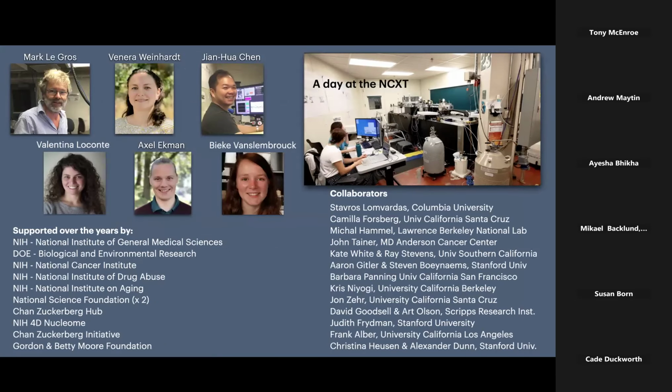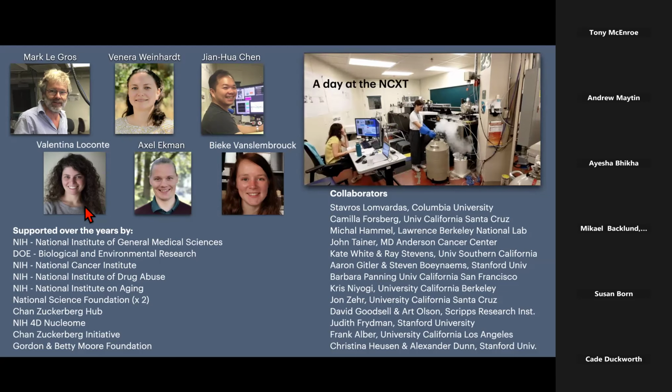And then I'll just thank all the people in the lab and show you a day at the NCXT of people imaging. Mark Legros in the upper left corner is the physicist who designed and built the X-ray microscope. He's now in Germany. Jianhua Chen is a former beamline scientist who just moved to Taiwan. He set up a lab down there. He's running the X-ray microscope in Taiwan. Valentina, another former research scientist, beamline scientist, just moved to Diamond to run the soft X-ray microscope at the synchrotron in England. Axel Ekman is our computational guru who wrote all of our software for the automated alignment, reconstruction, and all of our analyses. And Vika was a postdoc in the lab. You can see the busy day. If you have questions, or if there's time.